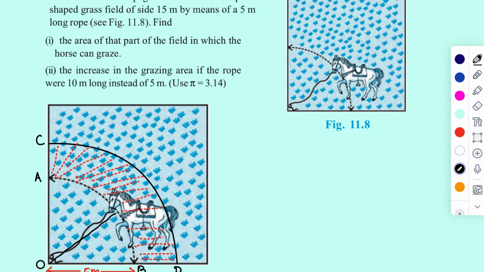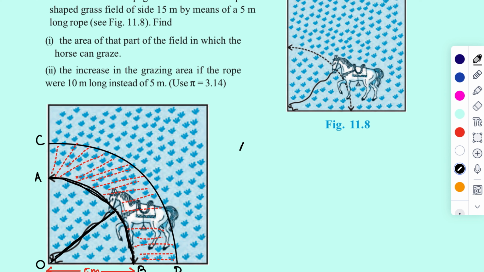If the horse is tied with a 5 meter rope, then maximum it can graze the quadrant of a circle, which is this one. If you see the figure, this portion, that is OAB quadrant, there the horse can only graze. So this is a quadrant of a circle having radius 5 meter.